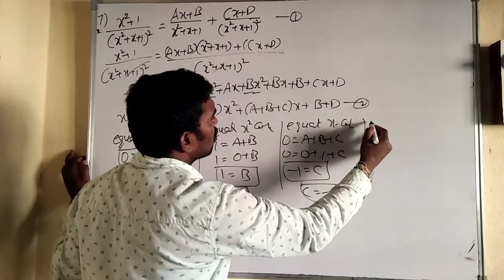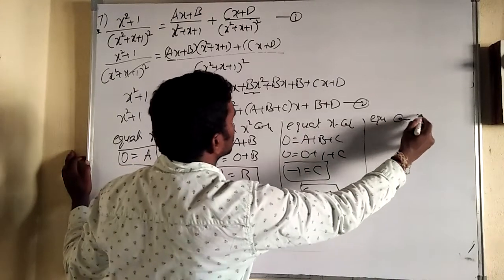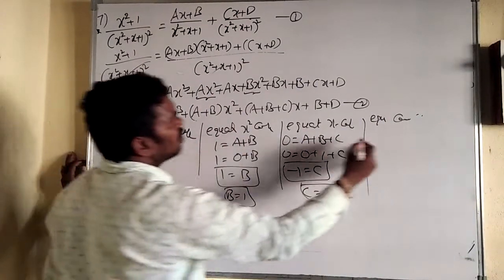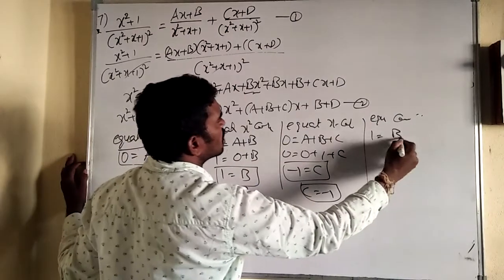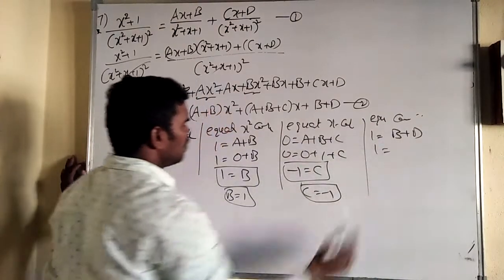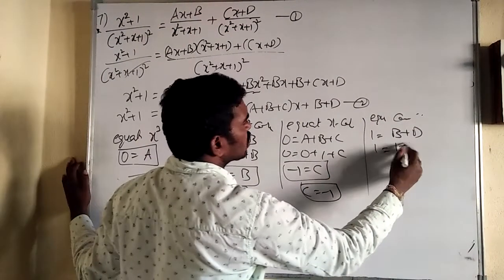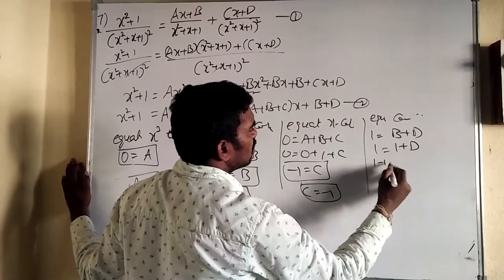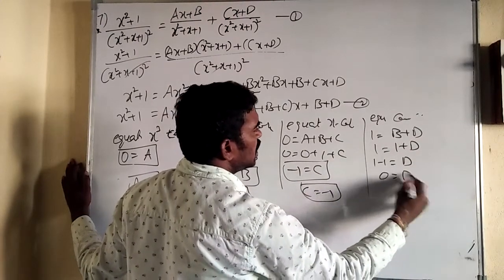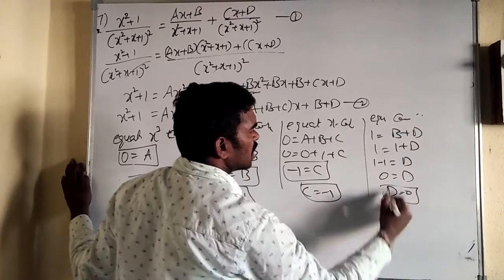Next, equating constant term. Here constant term 1 no. Here right side constant b plus d. Okay, you know b value? Yes, 1 we know. So b plus d. 1 send left side, 1 minus 1 equal d. So d equal to 0. Yes. So d equal 0.